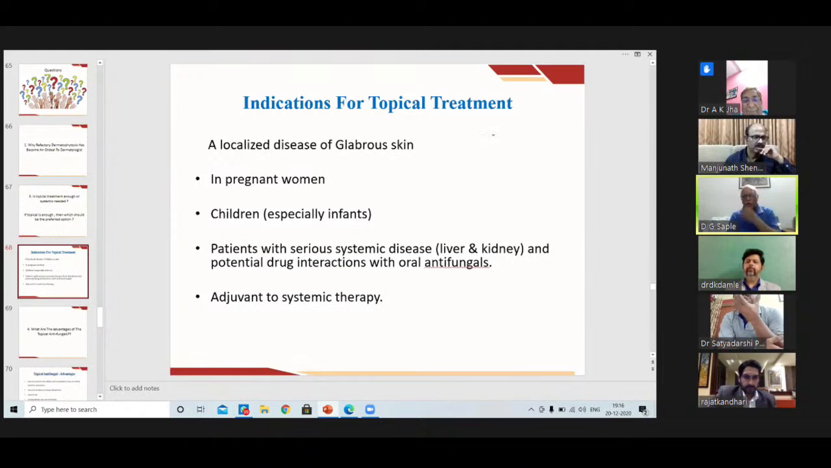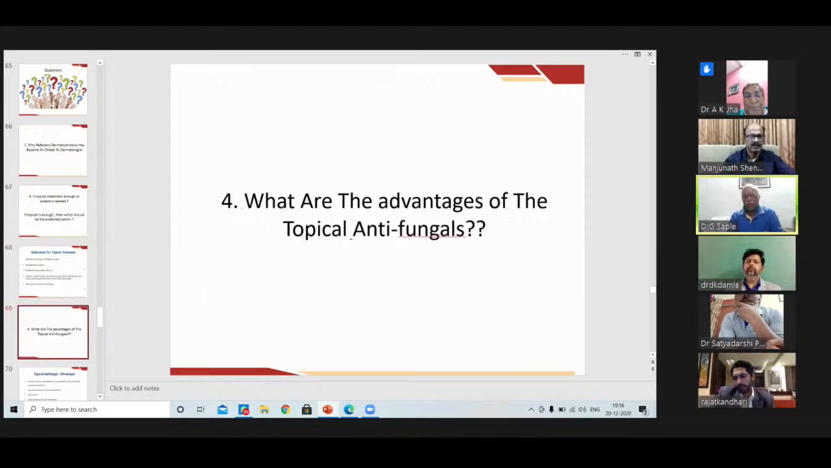So, according to this, as you said, we have been asked to use the local, like in pregnant women, in children, and as Dr. Shinoy says, in comorbidity or people who are on multi-pharmacy, and as an adjunct therapy. These are the indications for the topical antifungal. So I'll ask Dr. Santosh, what are the advantages of topical antifungal?